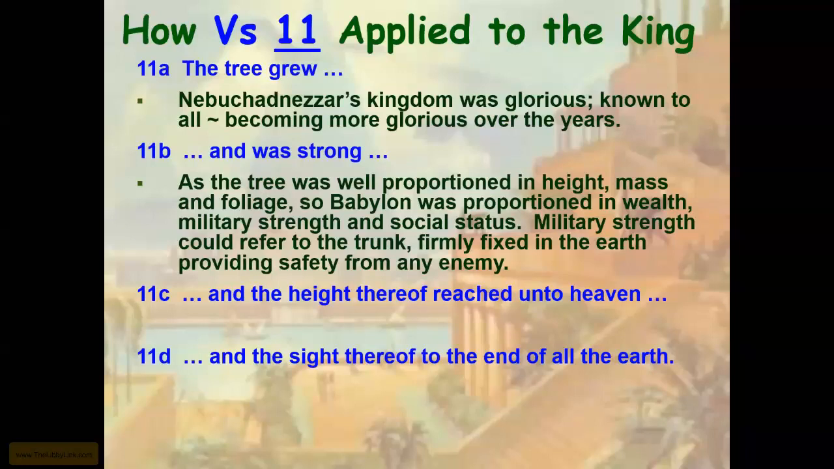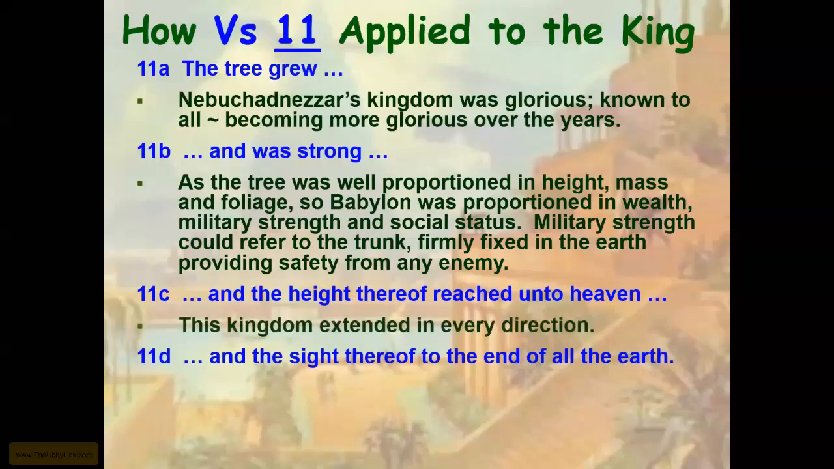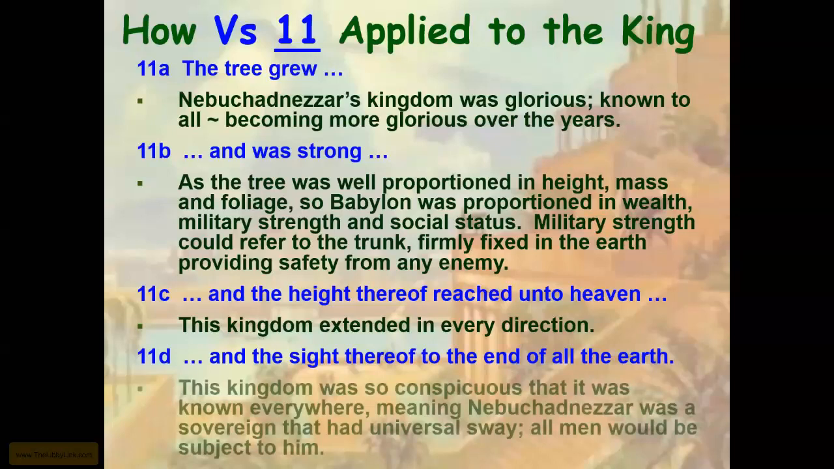Continuing on, the verse reads in 11c, "And the height thereof reached unto the heaven," meaning this kingdom extended in every direction. And finally, verse 11d, "And the sight thereof to the end of all the earth," meaning the kingdom was so conspicuous that it was known everywhere. Nebuchadnezzar was a king that had universal sway. All men would be subject to him, just as the previous prophecies of Ezekiel and Jeremiah had foretold.